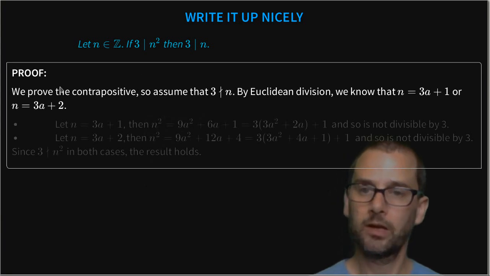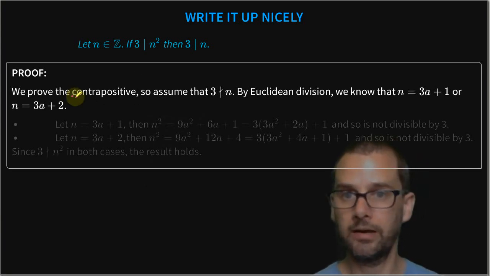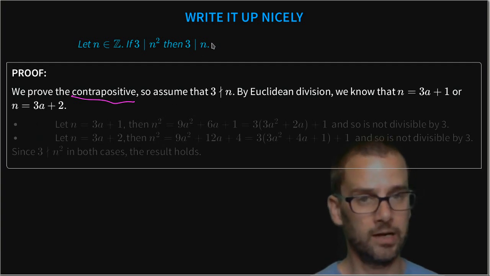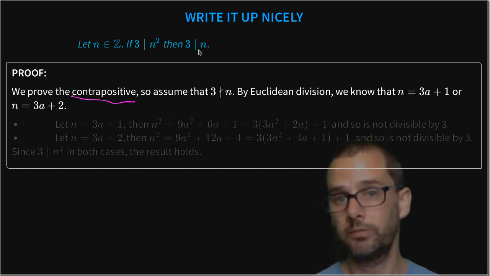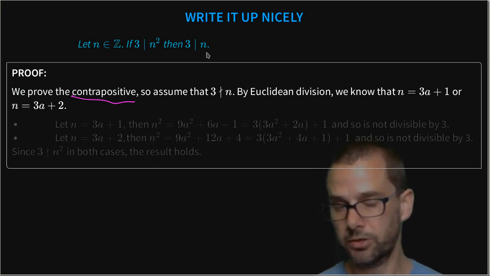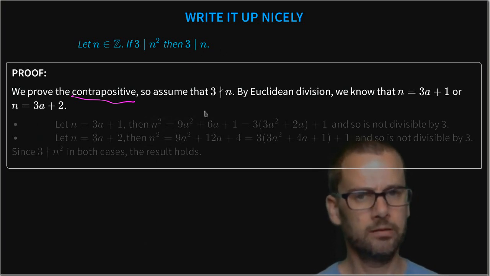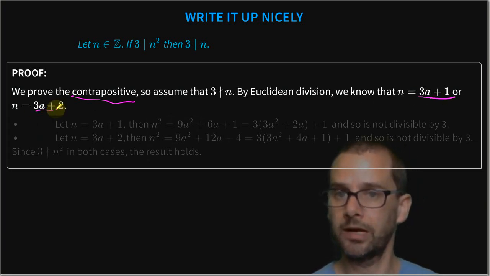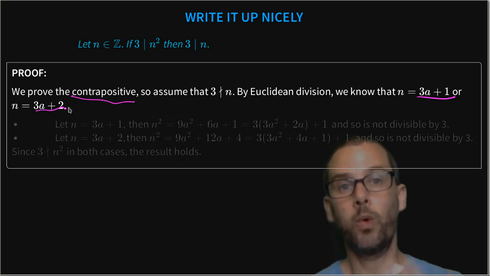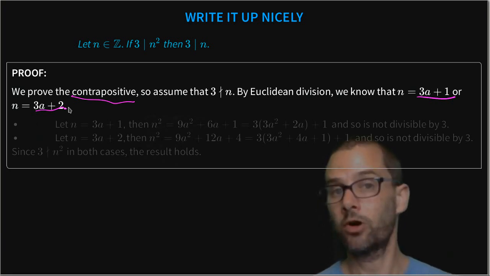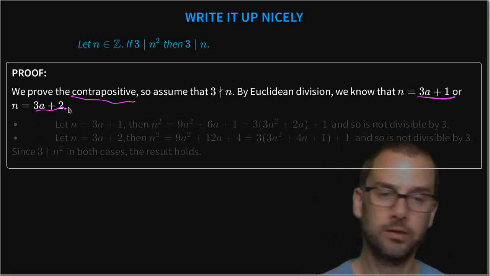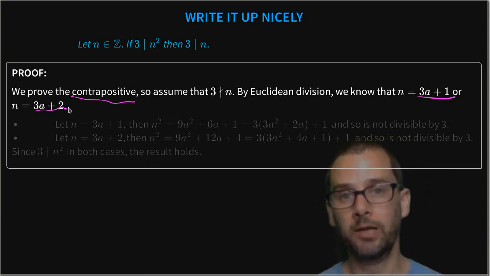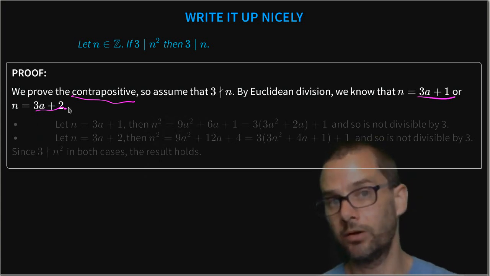So in our proof, the first thing we do is tell the reader, hey, we're going to prove the contrapositive. So we'll assume that 3 doesn't divide n, because we're going to prove the contrapositive, so we assume the hypothesis of the contrapositive is true, that is 3 doesn't divide n. Then by Euclidean division, we know that n is 3a plus 1 or 3a plus 2. So we're explaining to the reader where our cases come from, and the reader can have some confidence that we've actually gotten all the cases. It's an important step in a proof by cases to explain these are the cases, and that's why they're all of them.